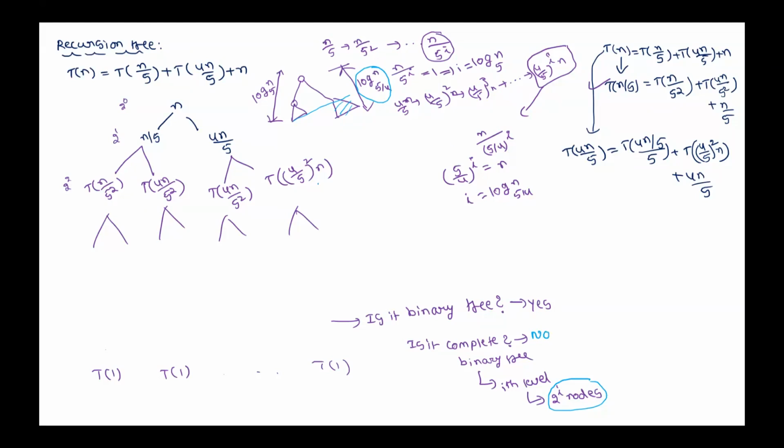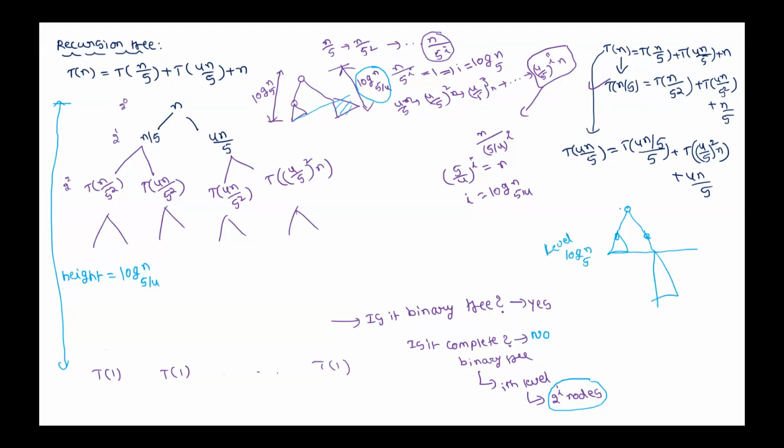Now what is the height of this tree? What is its height finally? Log n to the base 5 by 4. Height is log n base 5 by 4. Okay. Now up to log n base 5 level in this tree. This is, say, log n base 5 level.